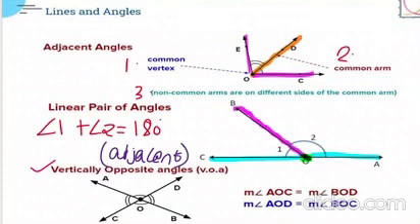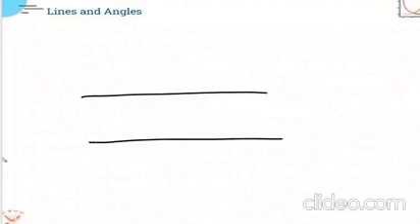Now, next is about the transversal and parallel line. So, students, I hope you all know what a parallel line is. When two lines are like this, they're never intersecting. They are parallel, isn't it? They are parallel.